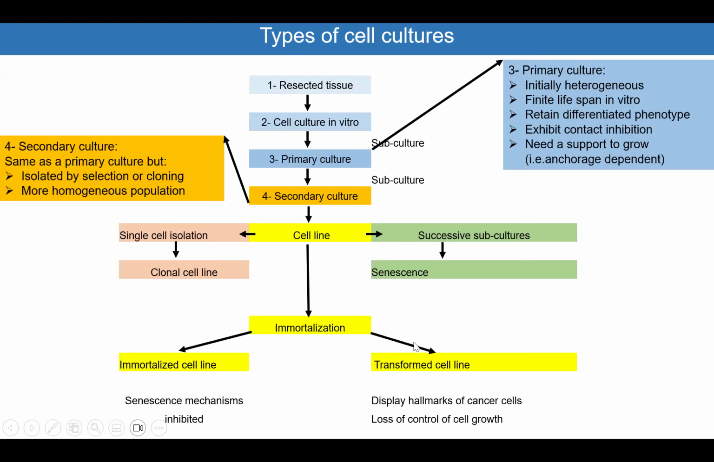So as an example, transformed, immortalized cell lines are most of the cancer cell lines that we use in the lab, because these cells grow very fast and they already have a different gene transcription profile.